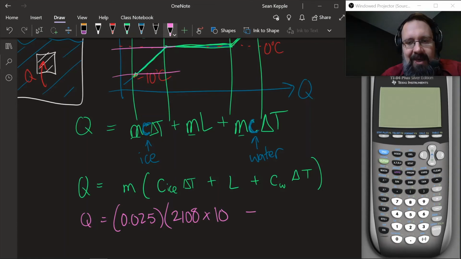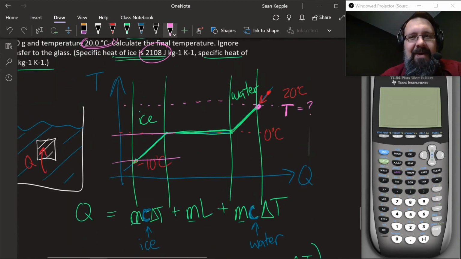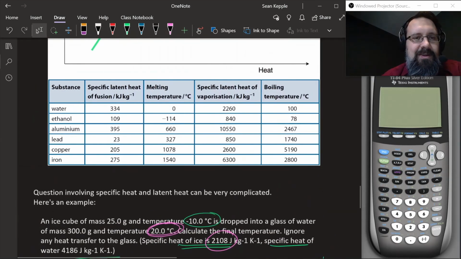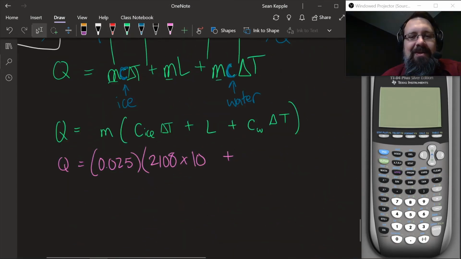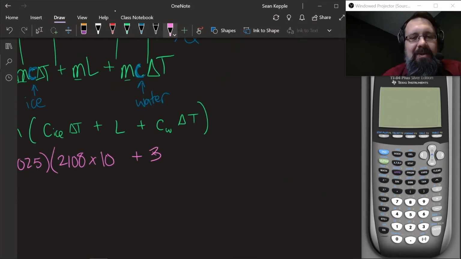We're going to add to that the latent heat of ice, which we have to look up here. For water, we are going through fusion because it's melting. So that's 334, but we have to be careful because that's kilo, and kilo is 10 to the third. So we have to realize that that's 334 times 10 to the third. I'll write that down here: 334 and I'll just put 3 zeros on there.